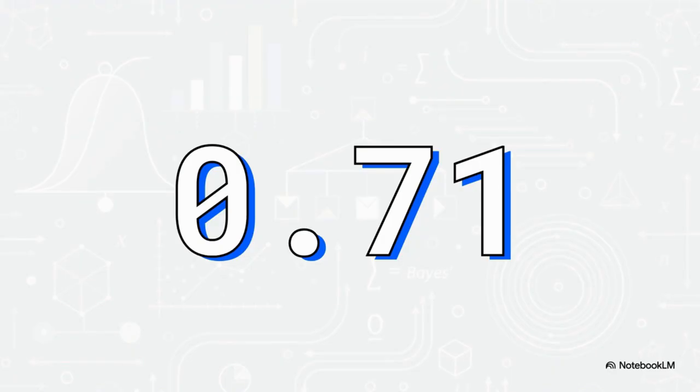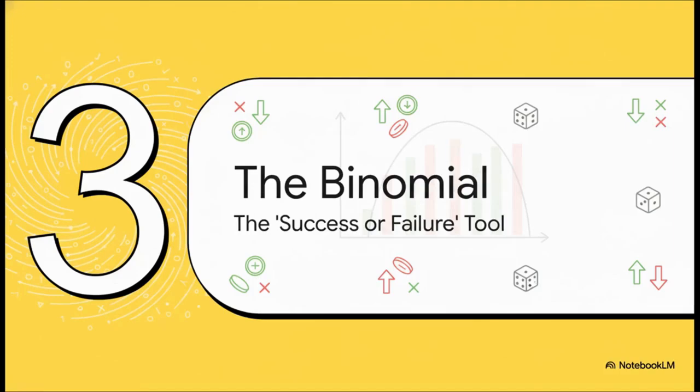This number is really powerful because it gives us a standardized way to talk about how much variation or spread we can expect in our results. All right, let's level up and look at our first specialized tool in the probability toolbox.